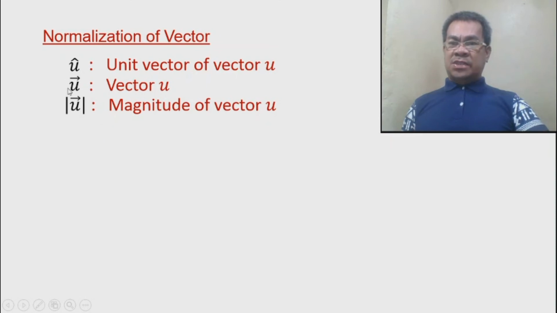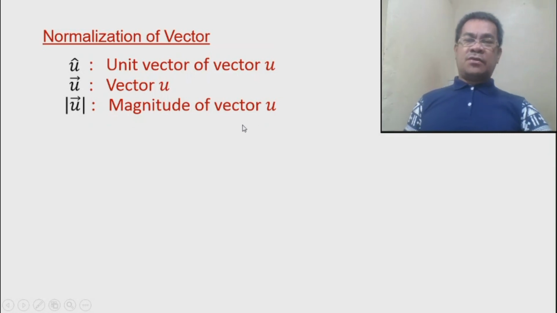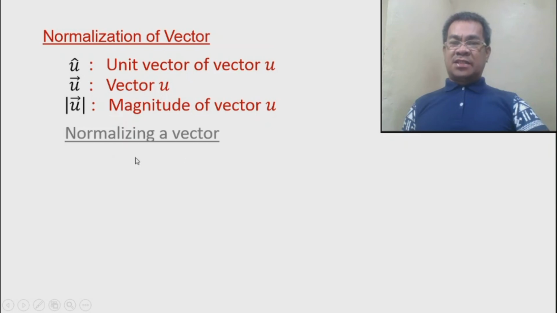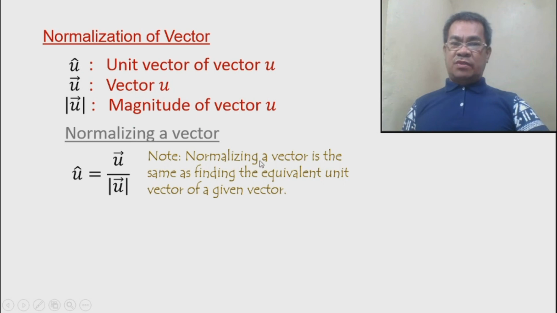So if you are asked how much is the magnitude of vector U, again, you have to take the absolute value. That's the magnitude of U. Now, if we divide the vector U by the magnitude of vector U, the answer is U hat. We call this normalizing the vector. Normalizing the vector is actually finding the unit vector. So if you divide the vector U by its magnitude, the result is the unit vector. It's the same as finding the equivalent unit vector of a given vector.